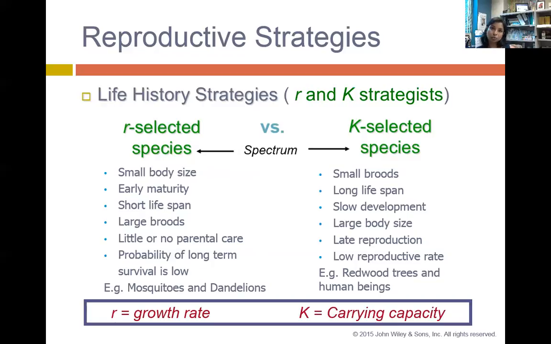On the other hand, those organisms that show slower growth rates tend to have smaller broods, longer lifespans, like redwood trees, human beings, slow development, meaning they don't reproductively mature very fast. Large body size, late reproduction, low reproductive rates. We don't tend to have a whole lot of babies at any given time. So these are organisms that are K-selected species, right? Those are called life history strategies that determine what your reproductive strategy is, right?